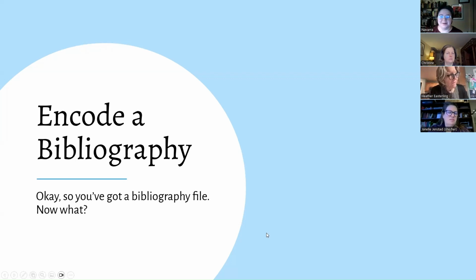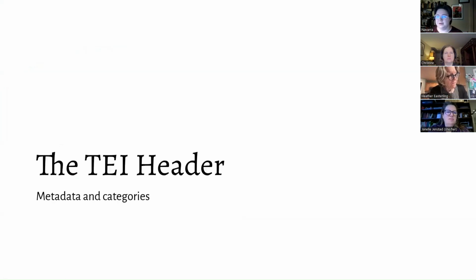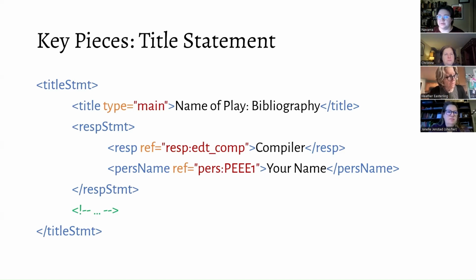So now you've got a bibliography file. Now what? Well, you want to encode it. There are two pieces that we'll talk about. We're going to talk briefly about the TEI header and then more in depth about the body. In the TEI header, we've got metadata and our categories, and I'm just going to focus in on a couple of key pieces.